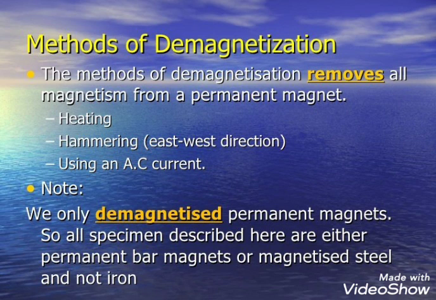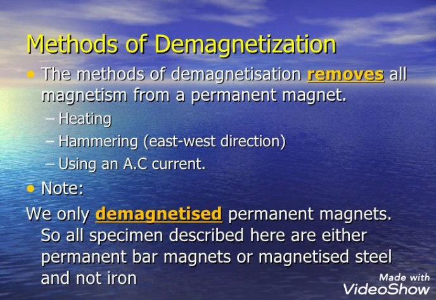So all specimens described here are either permanent bar magnets or magnetized steel, and not iron. Those permanent magnets can only be demagnetized by these different methods. As we have studied, magnets can lose their properties by these things, so we need to store them properly, because a permanent magnet tends to lose its magnetism after some time if it is not stored properly.